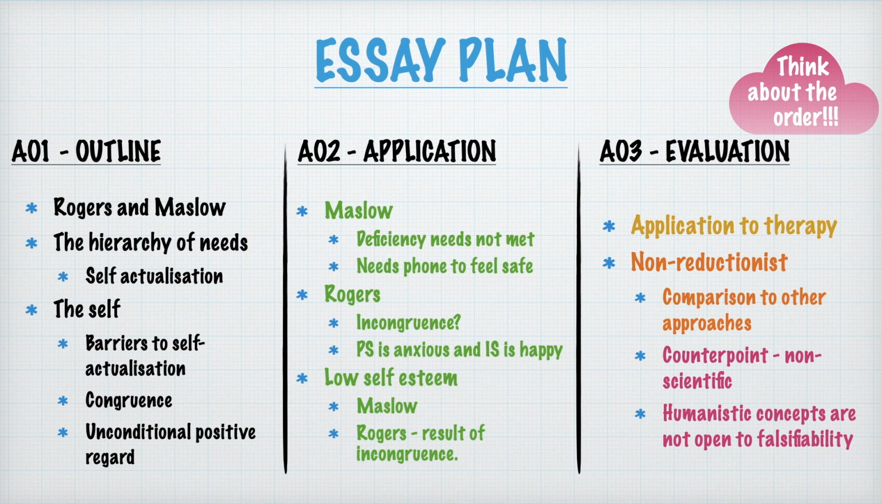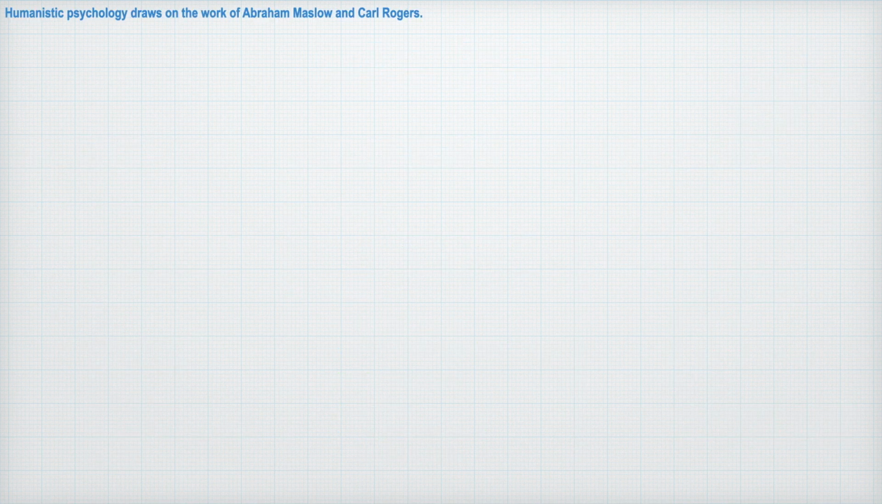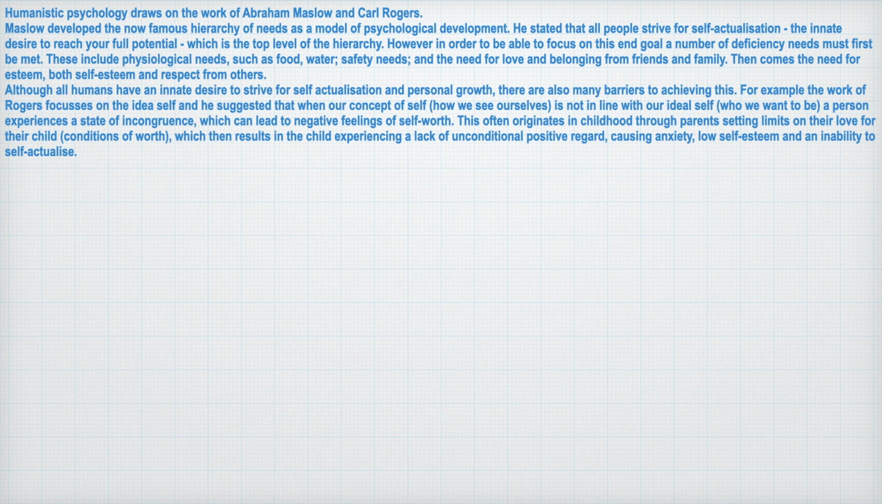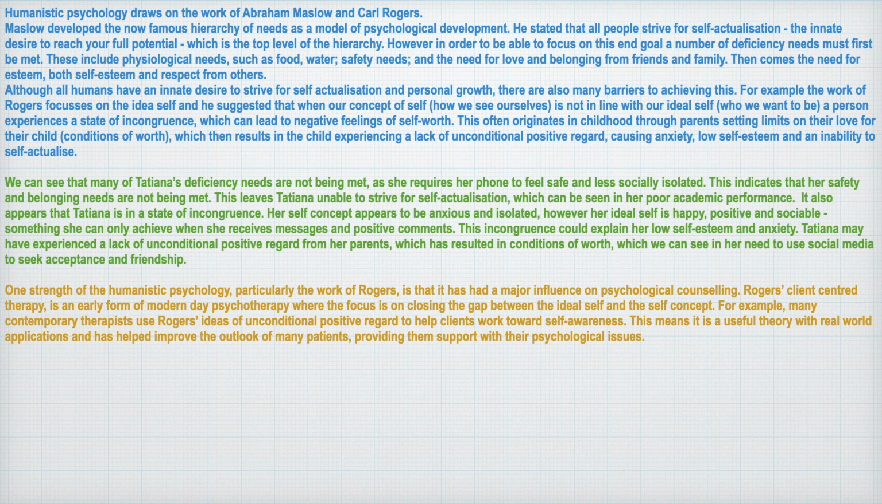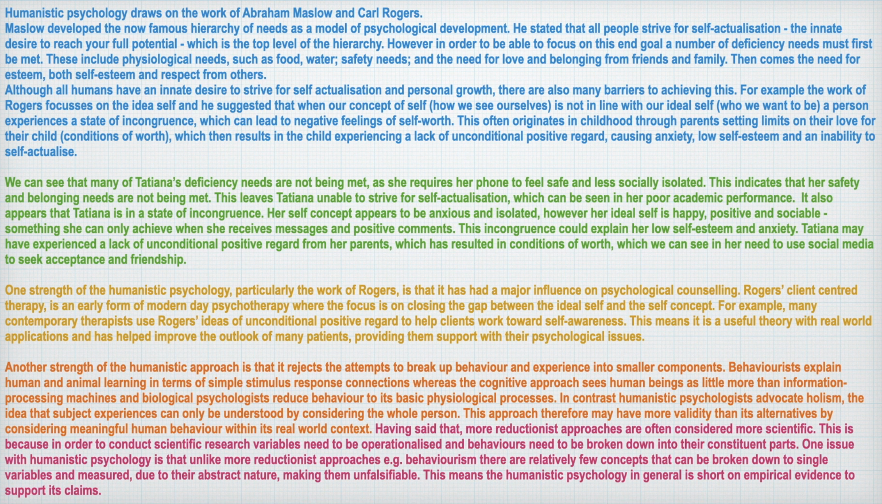You've also got the low self-esteem issue, and you could attribute that to the hierarchy of needs if you want, or you could attribute that to incongruence. It really depends on how you want to play it. There's no right or wrong way for that particular thing. You just need to make sure that you're justifying your answer whichever way you choose to go. So I've done it like this, nice and simple, outline, application, and then my 3 evaluation points.